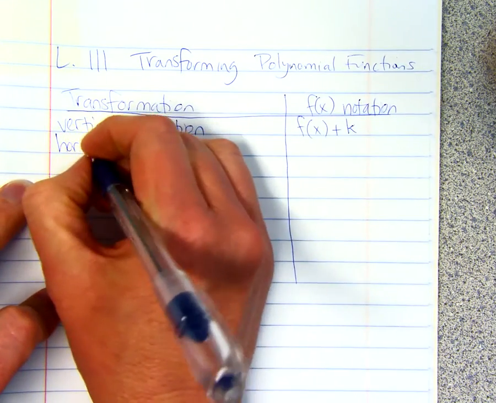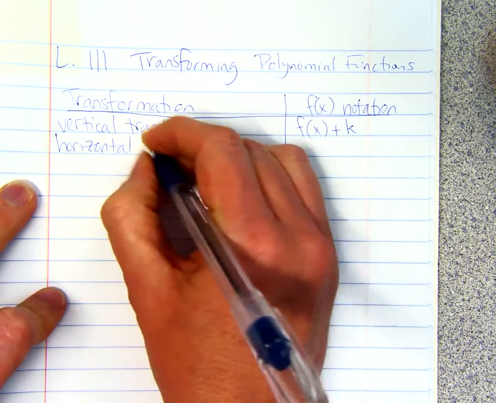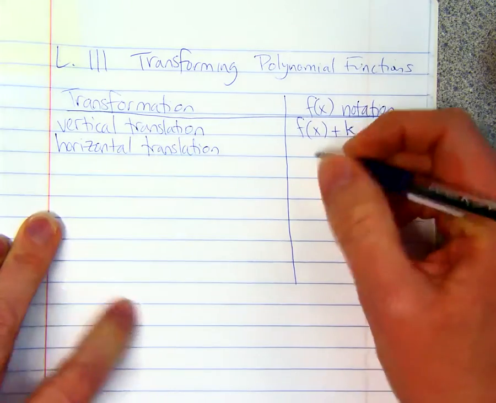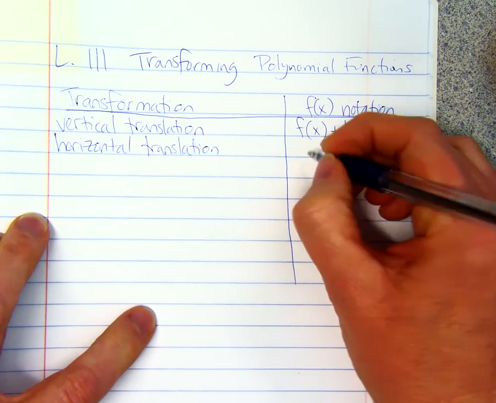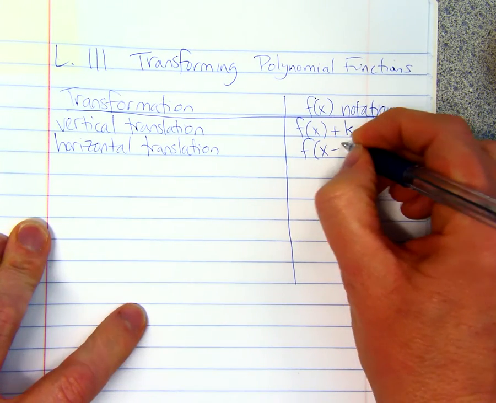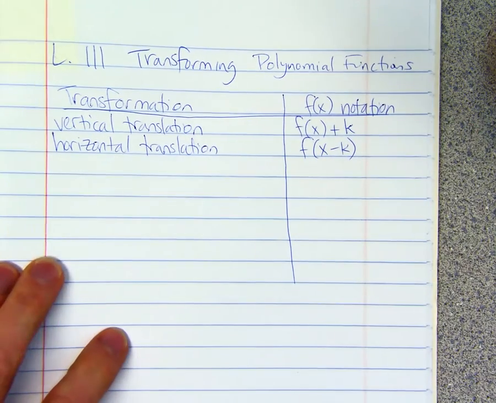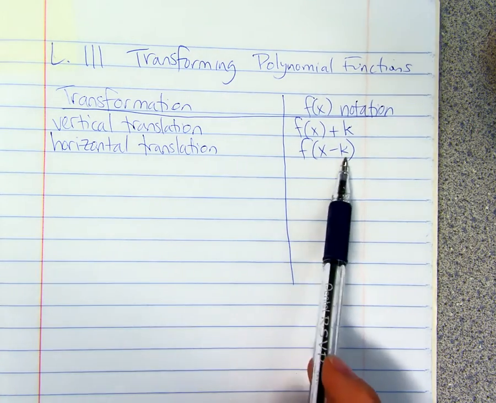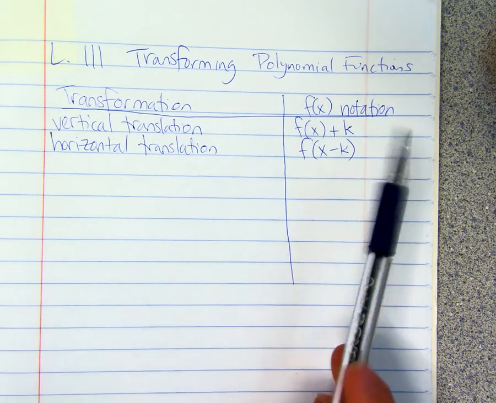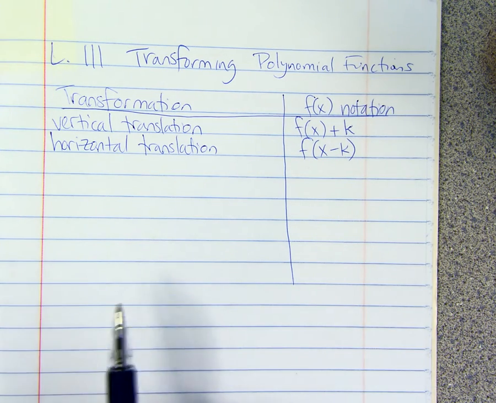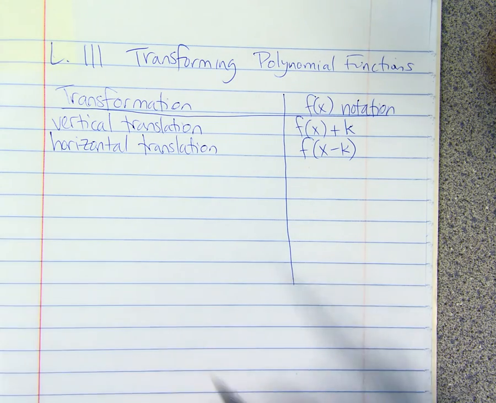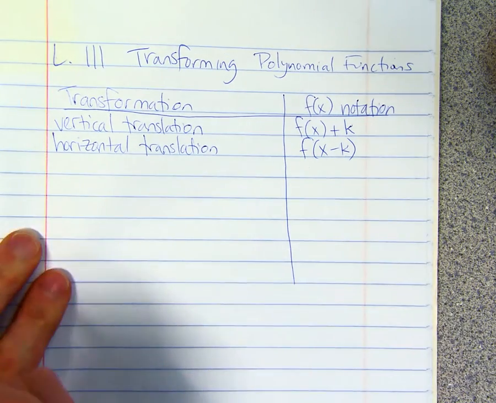If you want a horizontal translation, that's where you have the x minus k on the inside. So if k is positive, it goes to the right. If k is negative, it goes to the left. And that's a confusing one, where if you see a minus sign, it's going to the right. If you see a positive sign, it's going to the left.